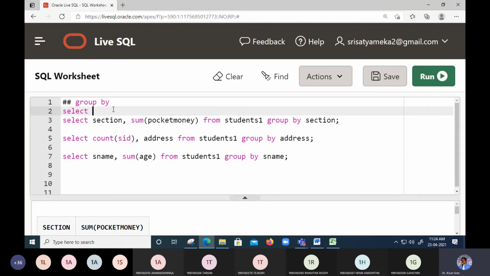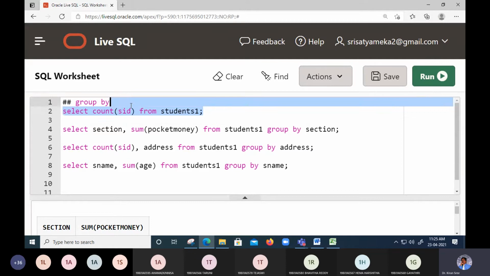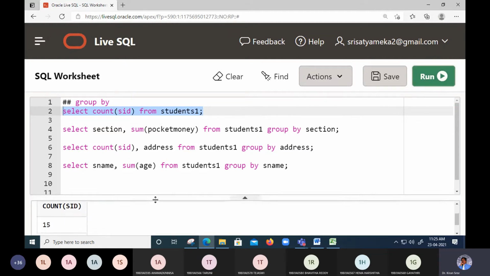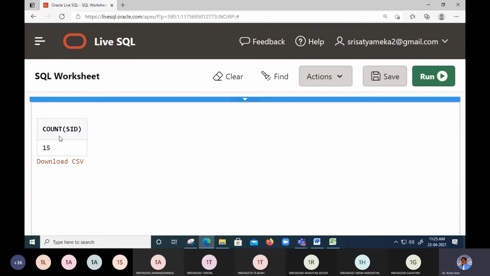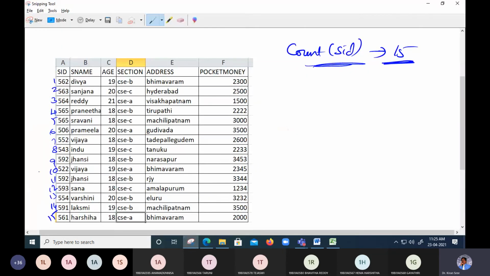Select count of SID from students 1. Just verify it. How much is the answer we should get? The answer we are going to expect is 15. Got it? So count of SID, the answer is 15 here. So total number of records. How many records are there? There are 15 records. Therefore, count of SID is equal to 15.